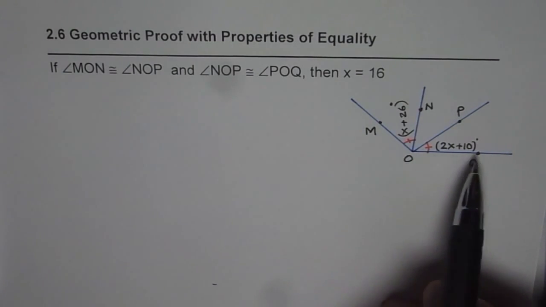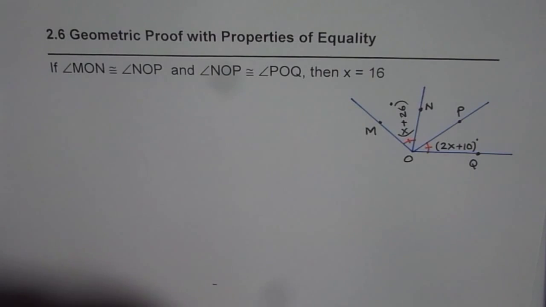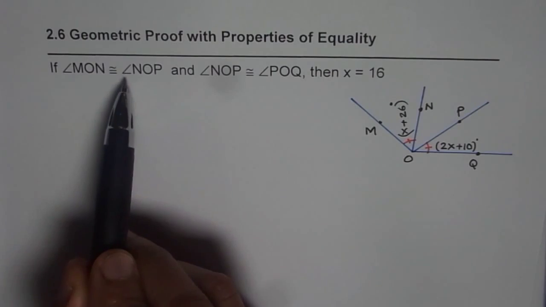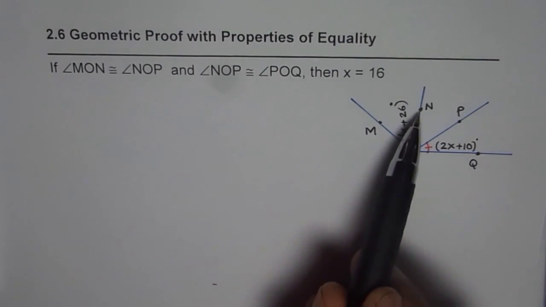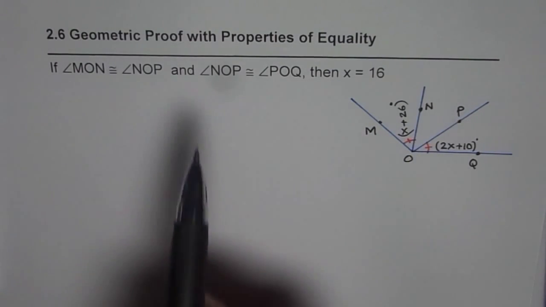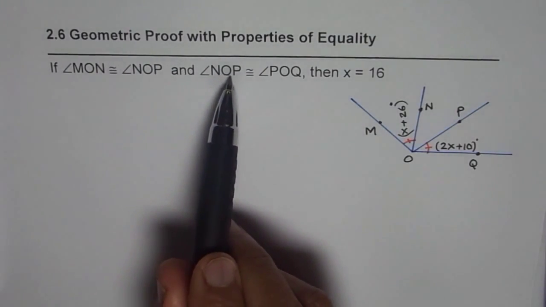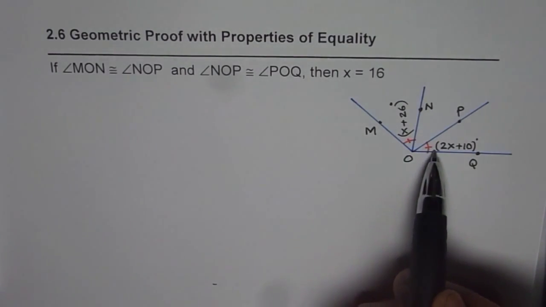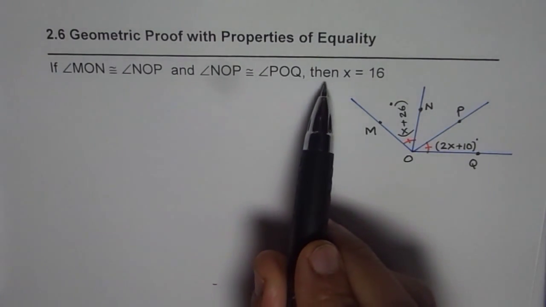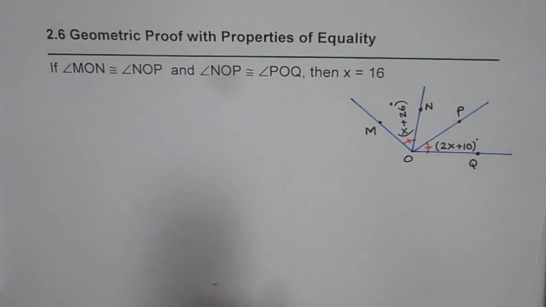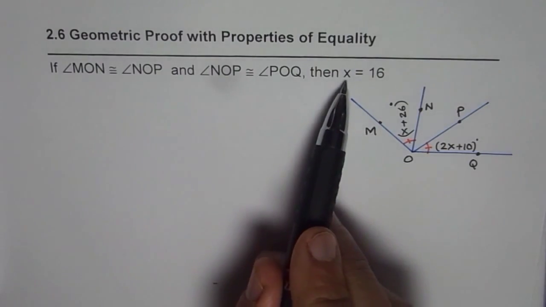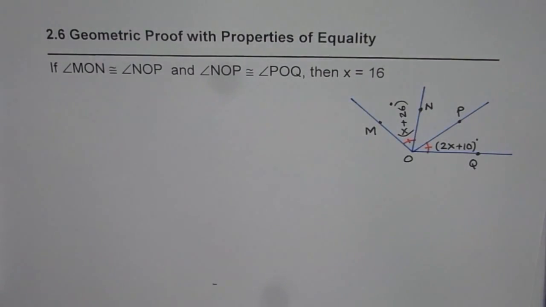So we are given a couple of angles, and these angles are related with this question. If angle MON is congruent to angle NOP, and angle NOP is congruent to angle POQ, then x is equal to 16. So if that condition is true, then x is equal to 16. That is the conditional statement which we are going to prove.